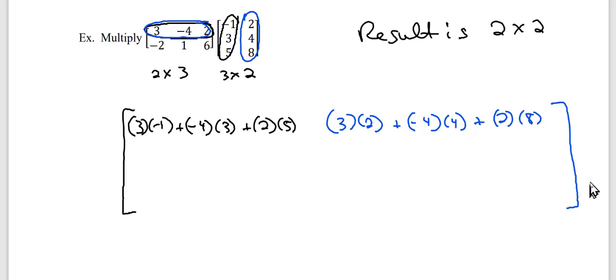Remember how I said that I use my fingers a lot with the matrices? That is exactly what I do here. I kind of hop down. I point to the 3 and the 2. Then I hop over to the -4 and down to the 4. Then I hop over to the 2 and the 8. And I multiply those numbers and add between them.